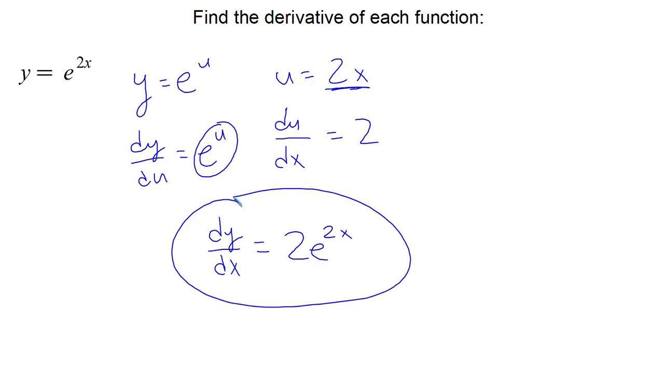Right? And so if you want to try and get used to doing these quickly, you can just keep the same e to the 2x and then multiply it by the derivative of the 2x, which is how I'll normally do those in my head.